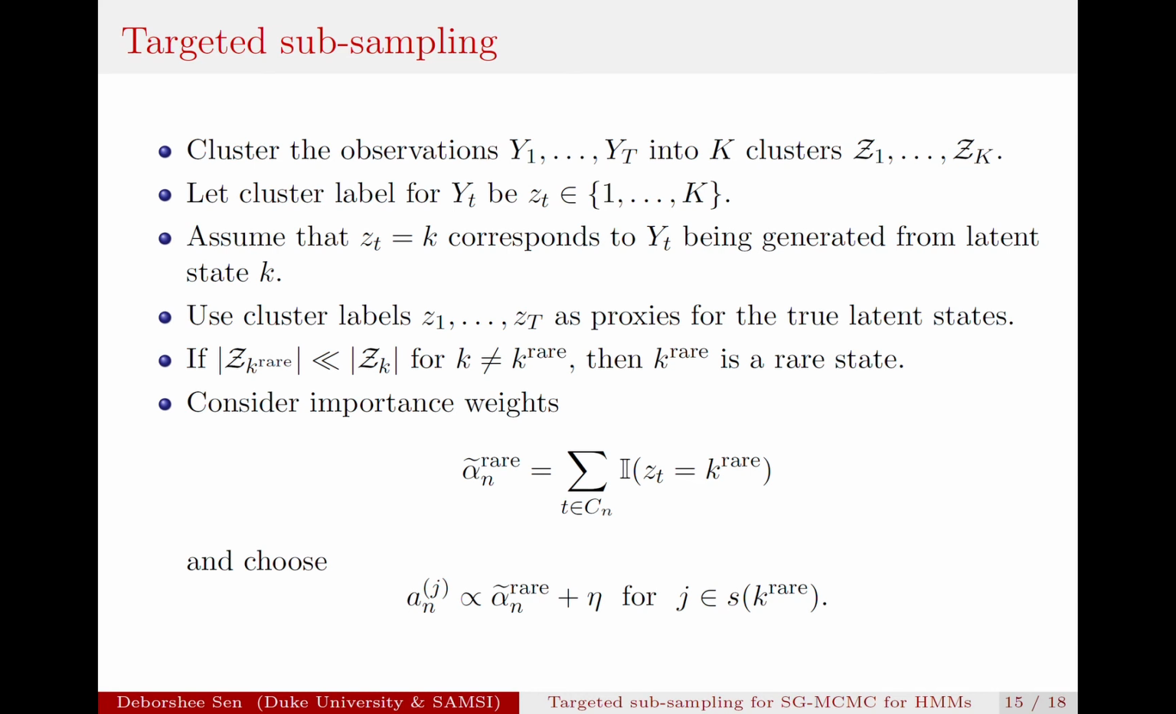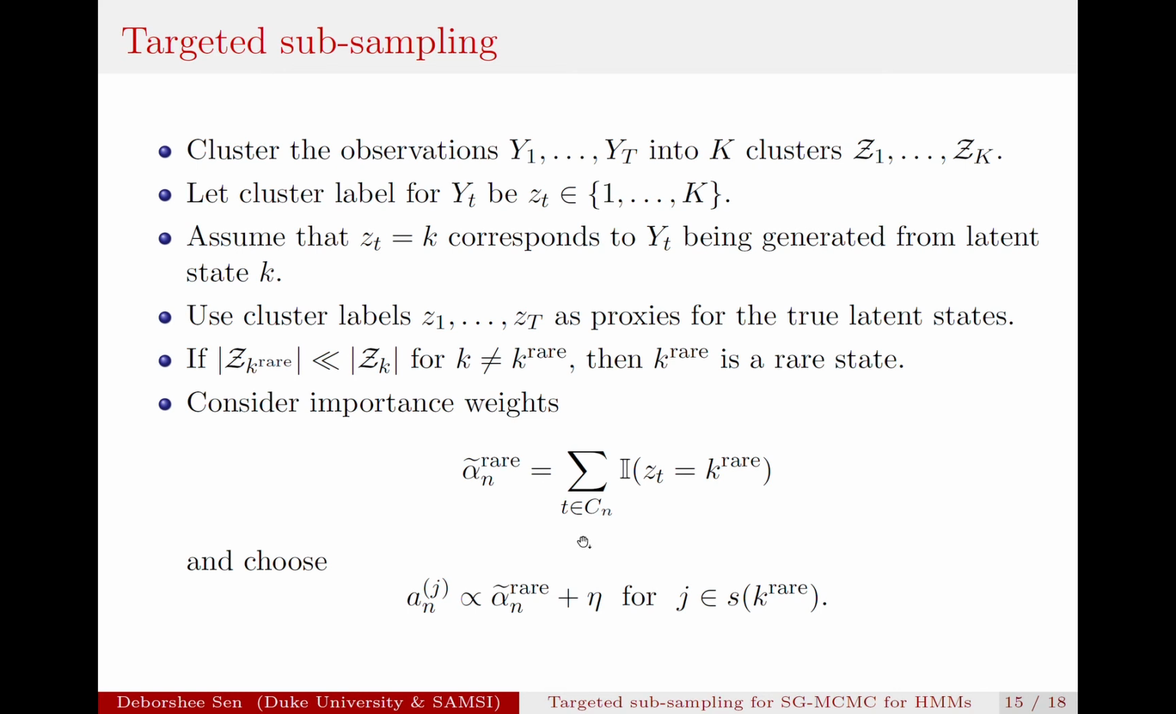So if cluster 1 is very small, and cluster 1 is only 1% of the total number of observations, everything else is larger, so we say that that's the rare state. So what we do is, as before, instead of counting the number of occurrences of the latent states within a chunk, we consider the number of occurrences of the cluster labels within the chunk. So we count how many times the cluster label k rare happens within a particular chunk.